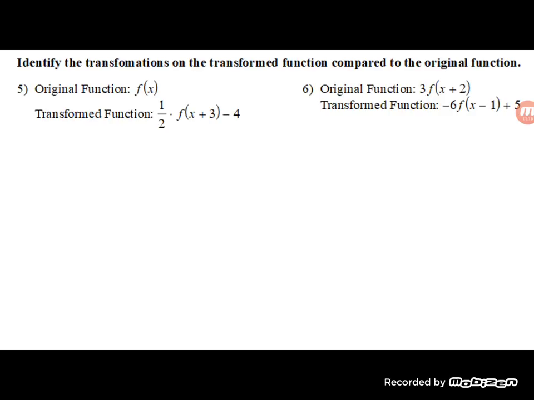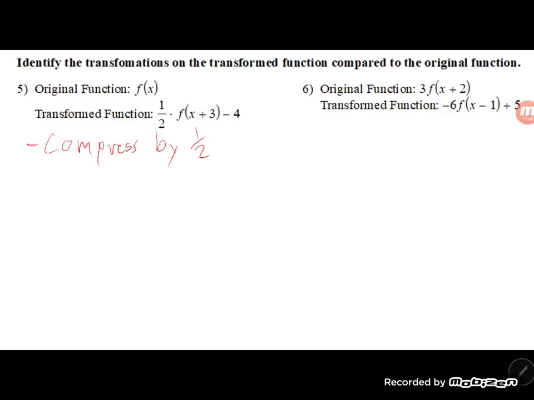So 5 is just kind of as we're used to it. 6 has a little bit of a curveball to it, but it's not too complicated. So the original function is just f of x, and then we put all this stuff on it. Well, we see 1/2 on it, 1/2 that multiplies it. That is going to compress it by 1/2.